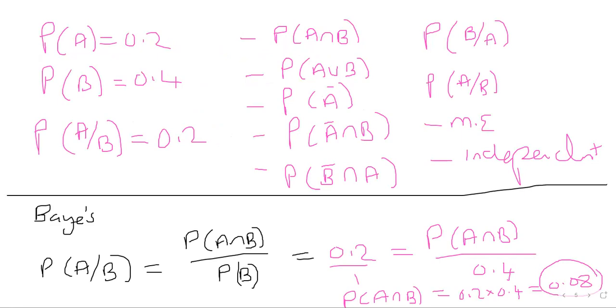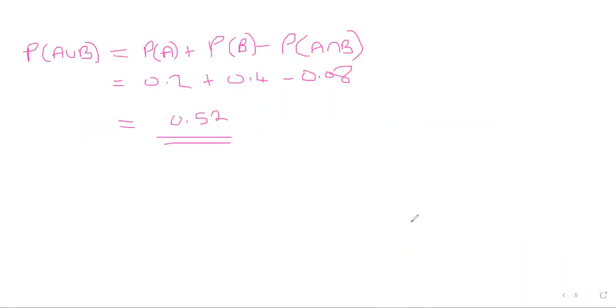Complement is what you don't have. So A is 0.2, meaning the complement of A should simply be 1 minus 0.2, which is the probability of A. So 1 minus 0.2 will give you 0.8.